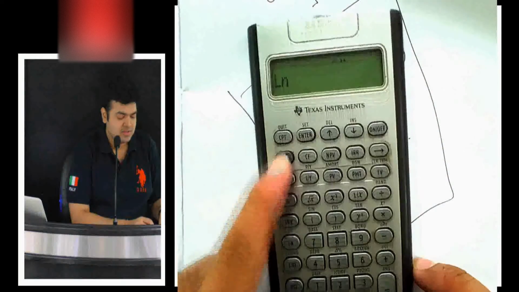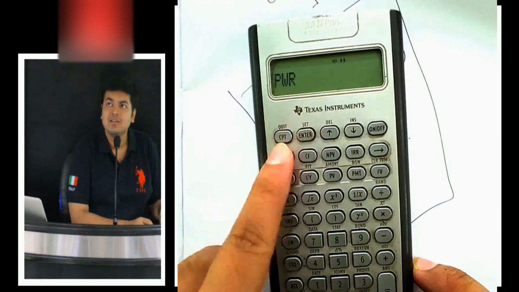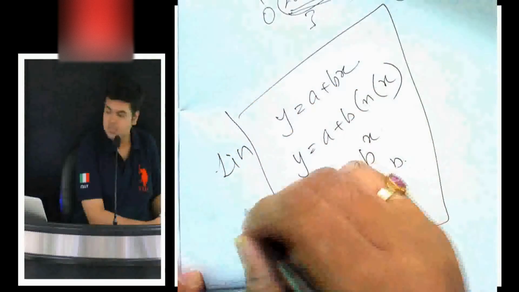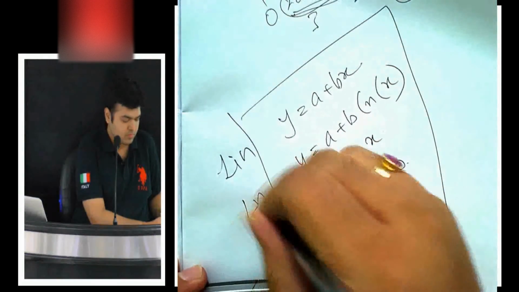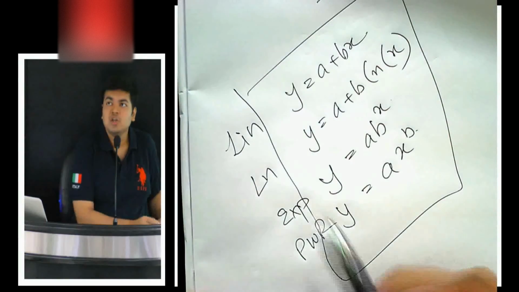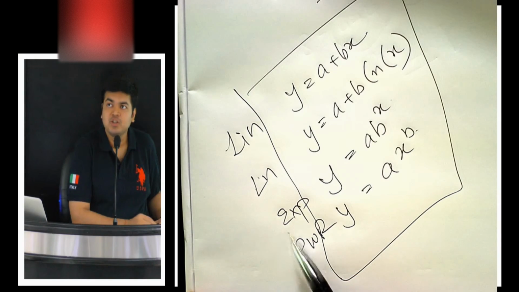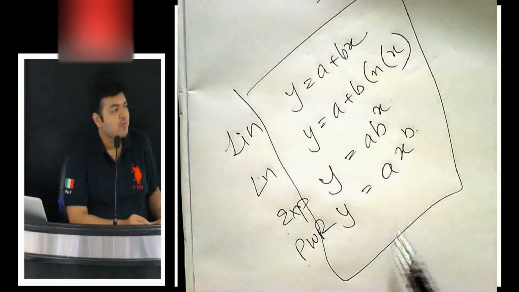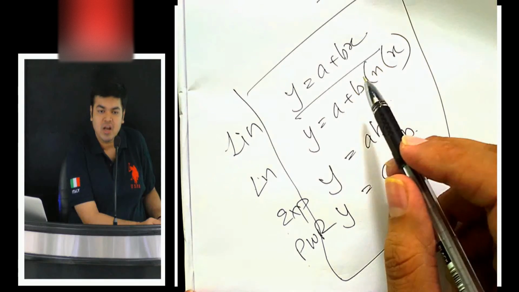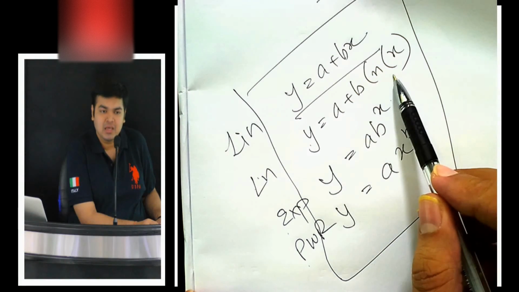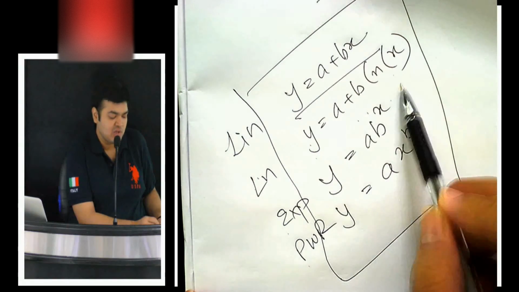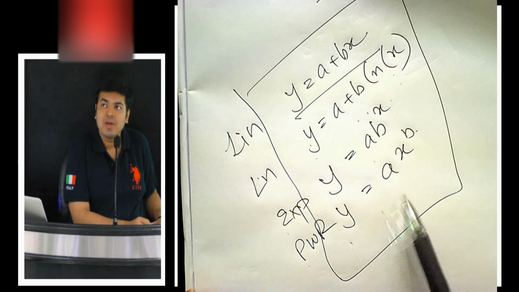Second, enter, second, enter, second, enter, second, enter. Linear, logarithmic to the natural number, exponential, power function. So these are the 4 formats in which you can calculate the equation. y is equal to a plus bx is what we calculated right now. Suppose you want the equation y is equal to a plus b ln x, y is equal to a into b to the power x, y is equal to a into x to the power b.